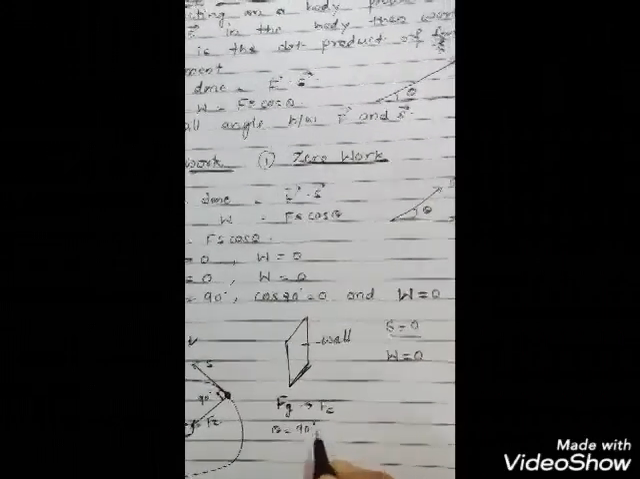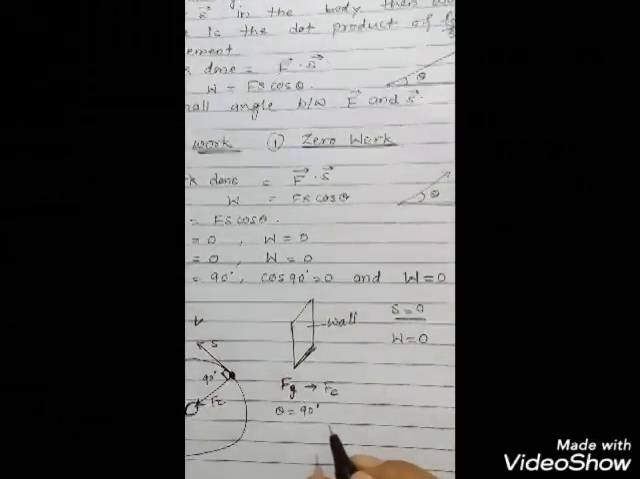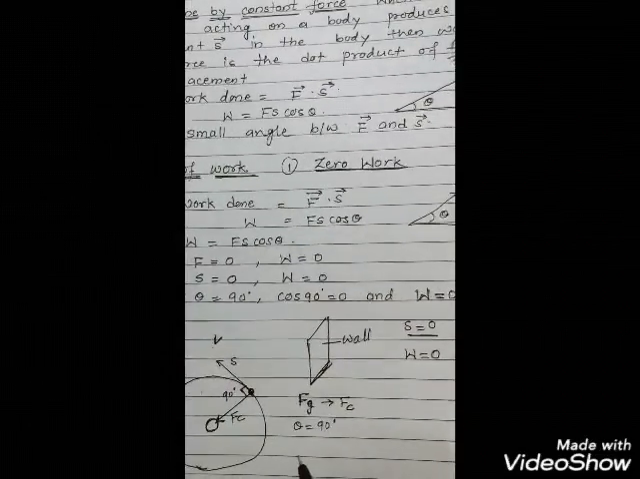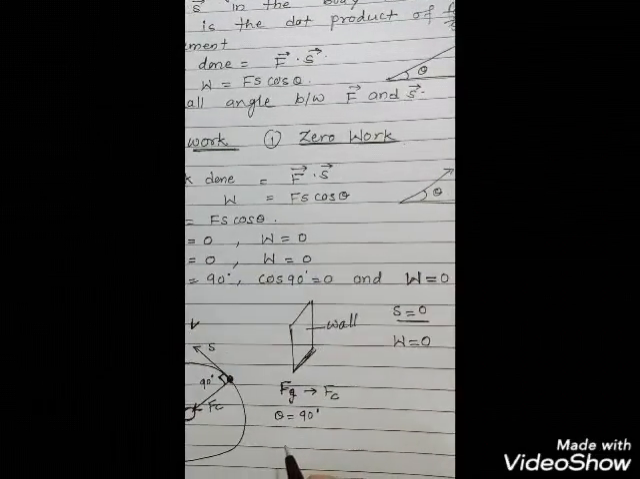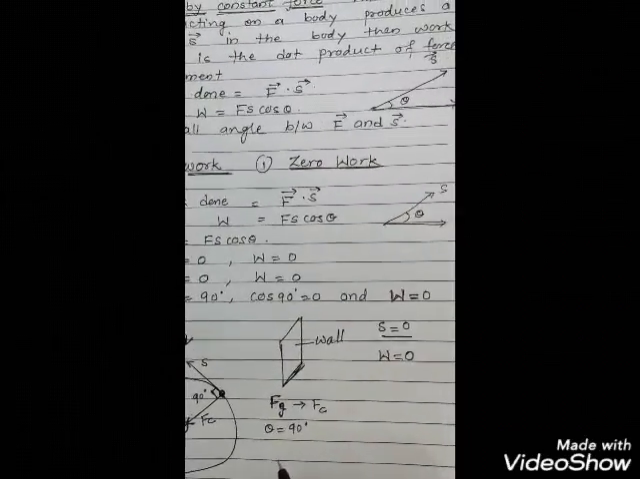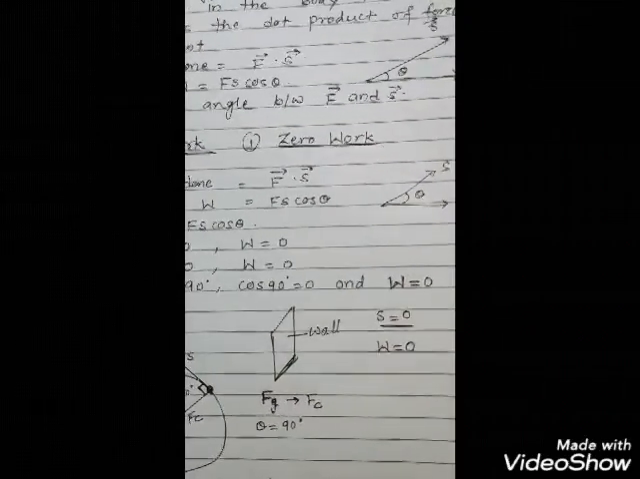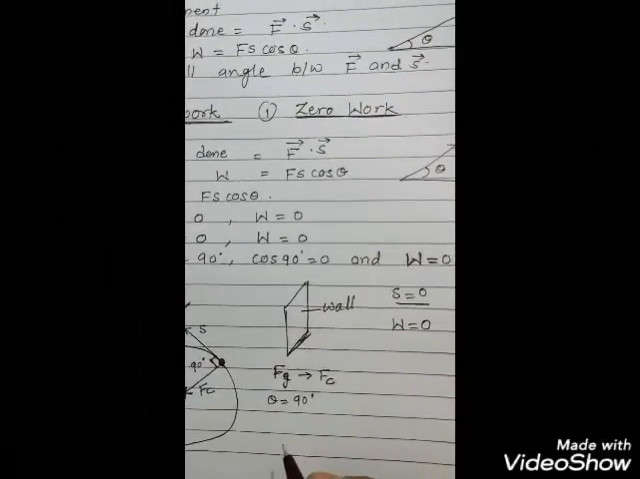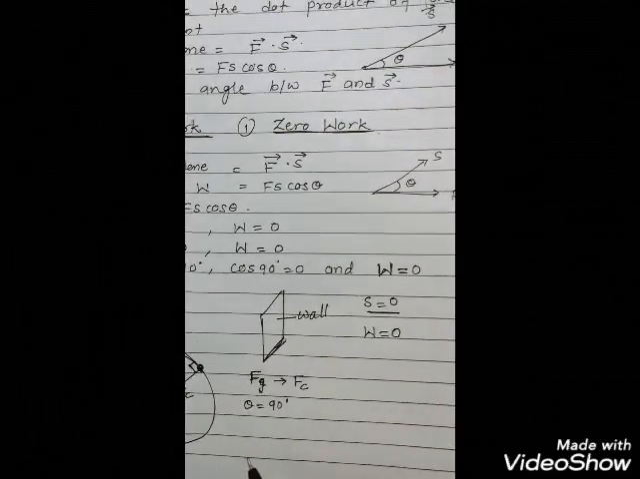And as we know, we have just seen the case when the angle theta is 90, or the angle between the force and the displacement is 90 degrees. In such a situation the work done will be zero, and this is called zero work. So no work is done when the satellite revolves, because the angle between the force and the displacement is 90 degrees.